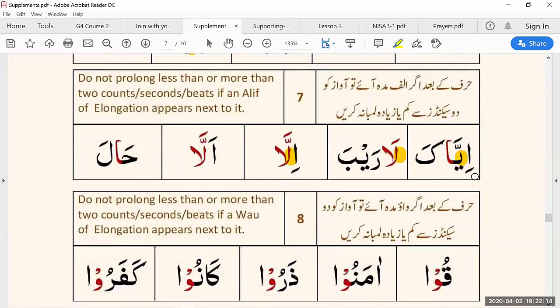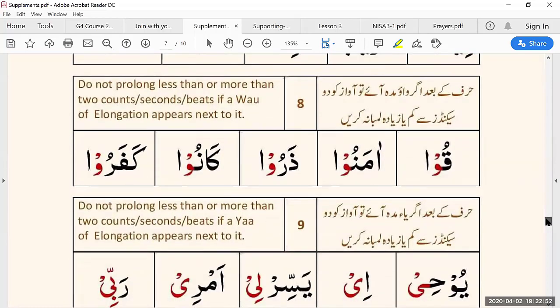أعوذ بالله من الشيطان الرجيم بسم الله الرحمن الرحيم, إياك, لا ريب, إلا, ألا, قال. Just for this last word, ha comes from the middle of the throat. So هال, hala. Keep practicing and inshallah it will get better.